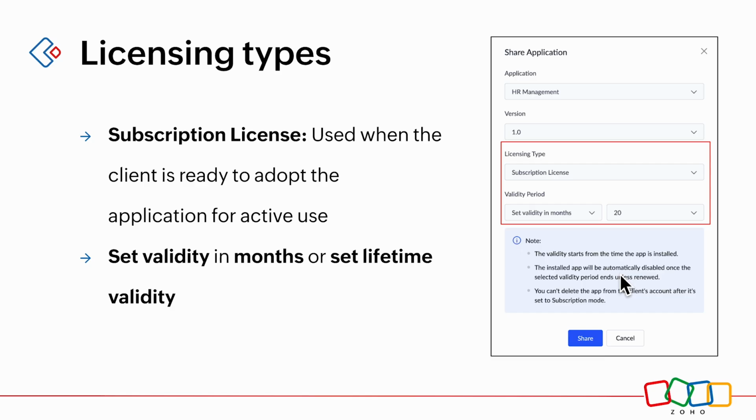Whereas in a subscription license, we are giving the entire packaged solution from the marketplace to the Zoho business if they want it, so that they can have complete control of it. The validity can be set either as monthly or as a lifetime validity.